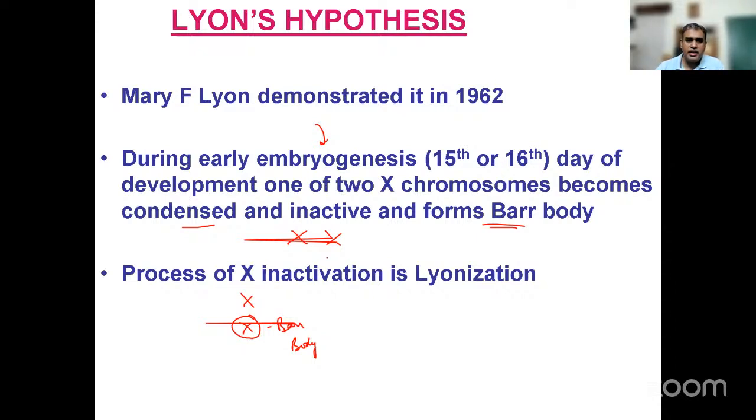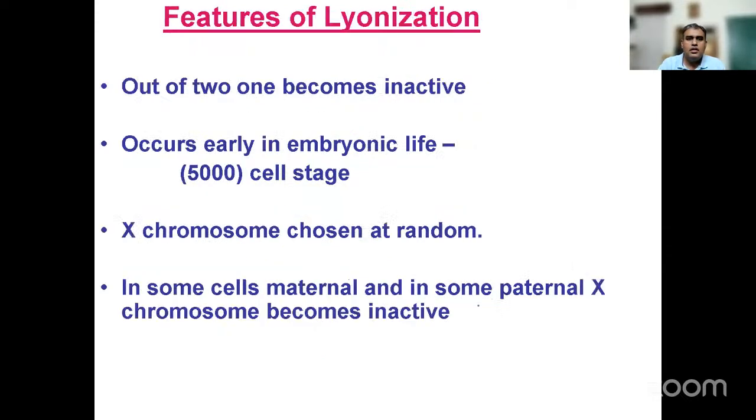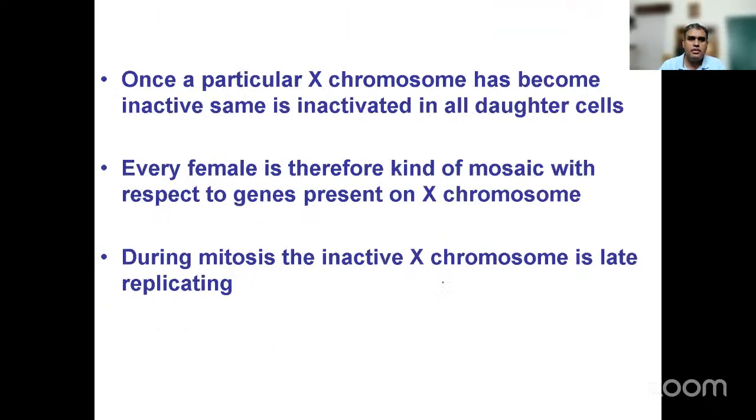The process of X inactivation was given this name: lyonization. Features of lyonization. Obviously one of the two becomes inactive. It occurs early in embryonic life, so in the initial, around third week, we can say. The X chromosome is chosen at random. In some cells the maternal and in some cells the paternal X chromosome. So if there's a female with X and X, we don't know, there might be a question, is it the mother's X or the father's X? In some it is maternal and in some paternal, so it is not fixed. Only the maternal or paternal X chromosome has to be lyonized.